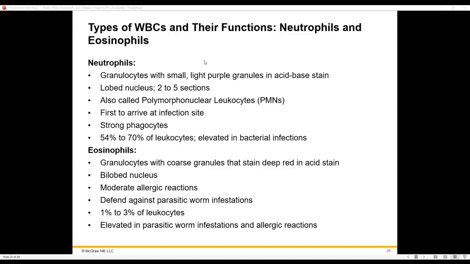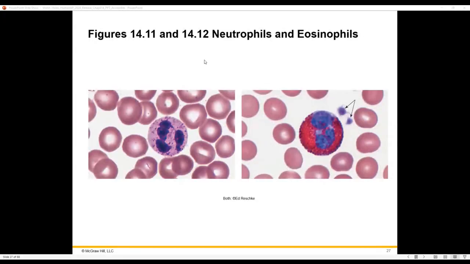Eosinophils, these are granulocytes with coarse granules, and they stain deep red in acid stains. They have bilobed nuclei. They moderate allergic reactions. They defend against parasitic worm infestations, and this is 1 to 3% of the leukocytes. It's elevated in parasitic worm infestations and allergic reactions. So here we have the neutrophils and the eosinophils.